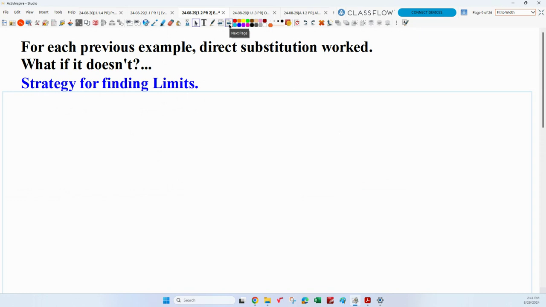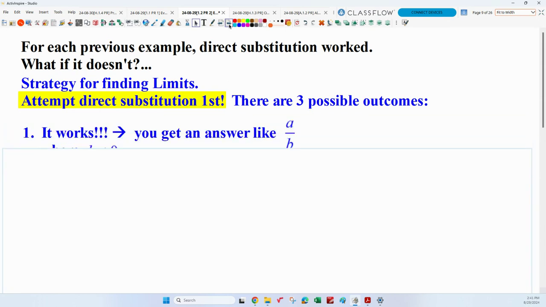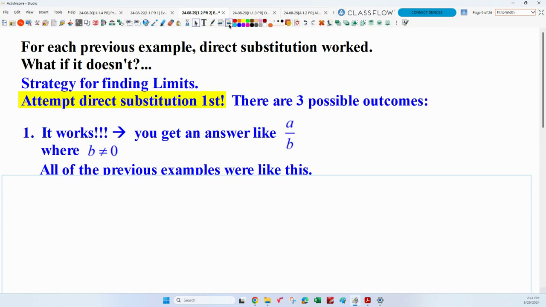What if it doesn't work? So here's our strategy for finding limits. Attempt direct substitution first. It's probably going to work, and you're done. There are 3 possible outcomes. Yay, it works. You're done. You get an answer. If it's a rational answer, it's going to be of the form A over B. It wouldn't have to be rational, but even if it's irrational, we could make an irrational fraction out of it with irrational numerators and denominators. We get something like that, where B is not equal to 0. We don't get 0 on the bottom. All the previous examples were like that.